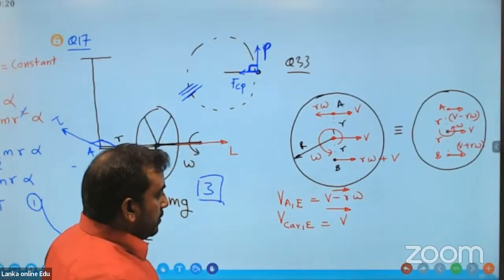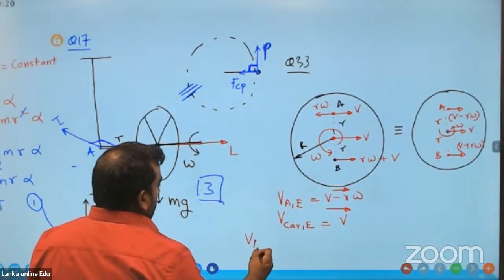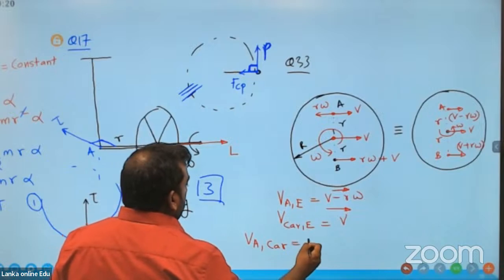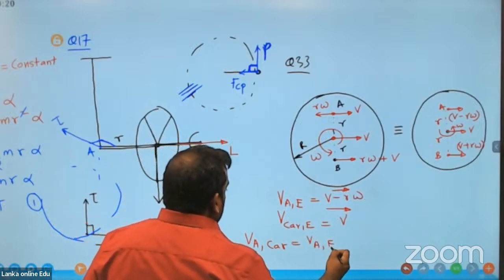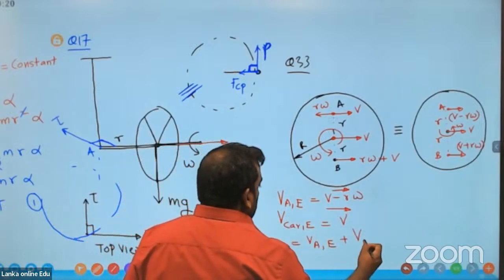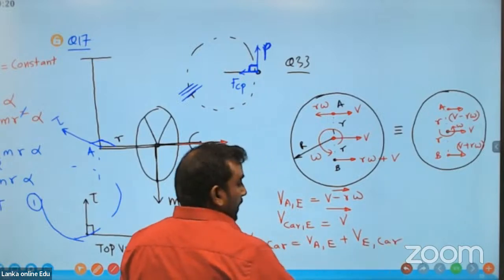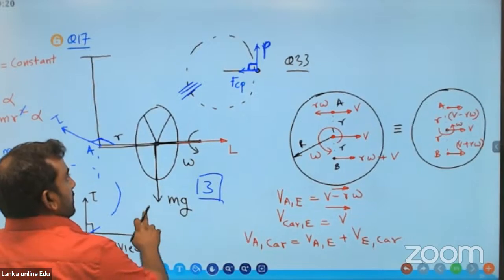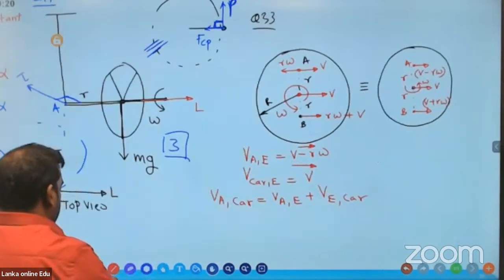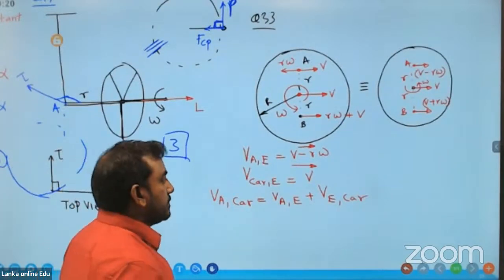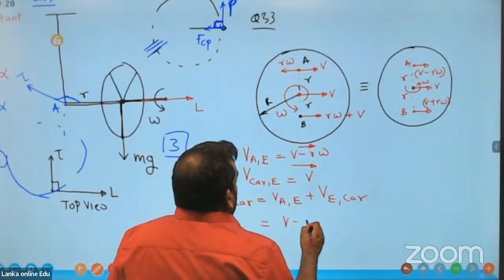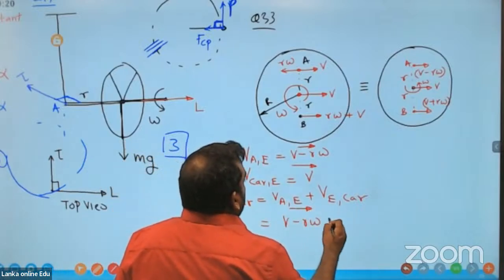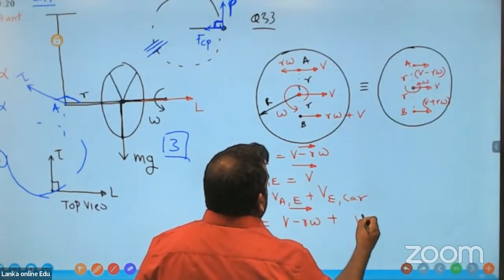So what are they asking you? Velocity of A with respect to the car. So velocity of A with respect to Earth, Earth with respect to car. You can write like this. So for an MCQ, it's a very good level question. Here V minus R omega forward. Earth to car means V is traveling in the opposite direction.